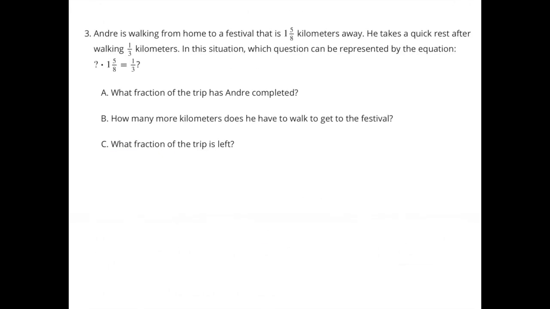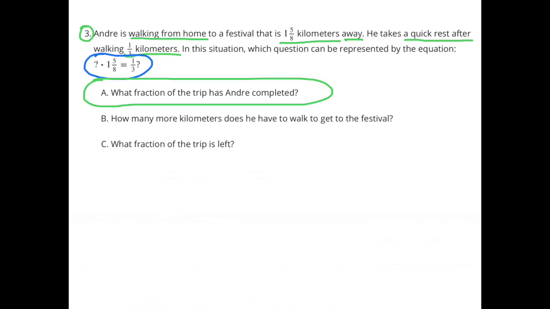Number 3. Andre is walking from home to a festival that is 1 5/8 kilometers away. He takes a quick rest after walking 1/3 kilometers. In this situation, which question can be represented by the equation what number times 1 5/8 equals 1/3? A. What fraction of the trip has Andre completed? This is the sentence that best represents the equation.